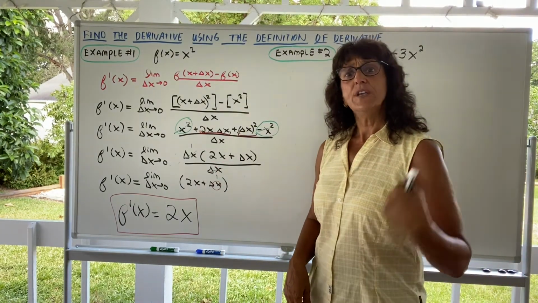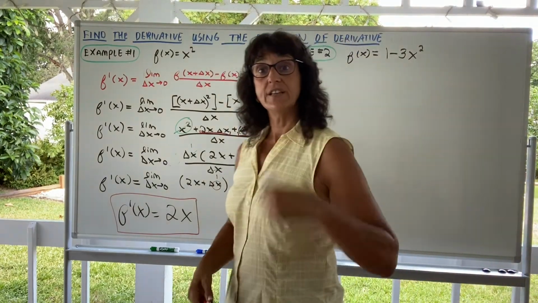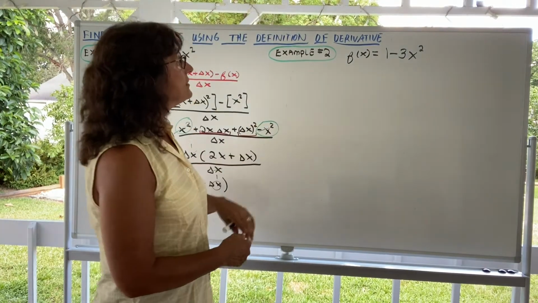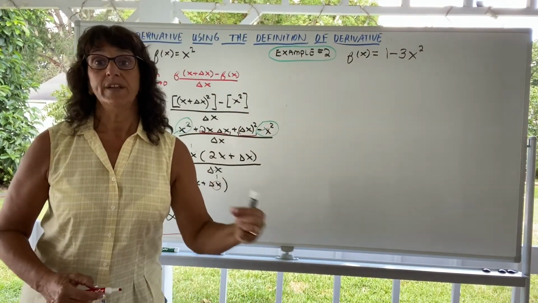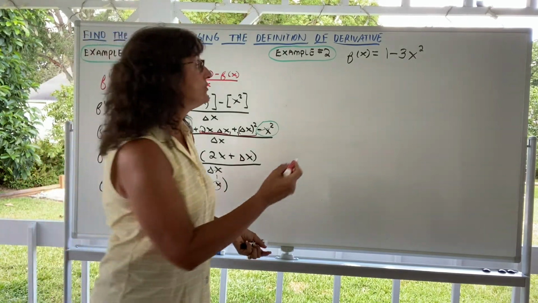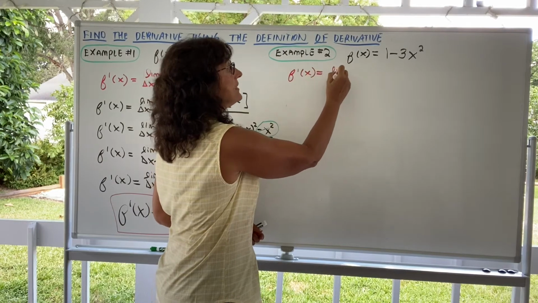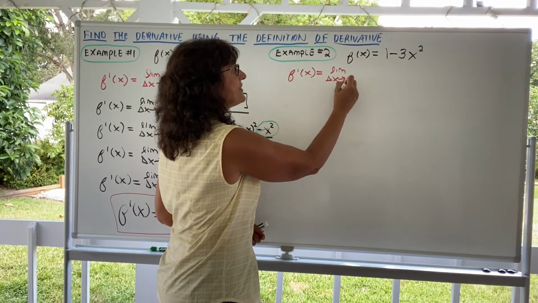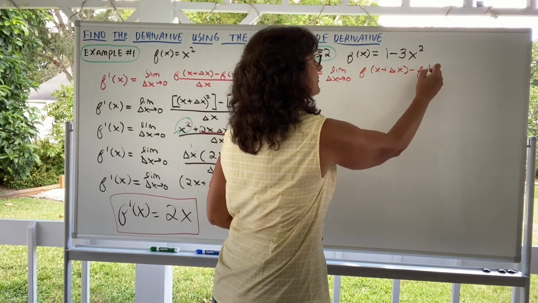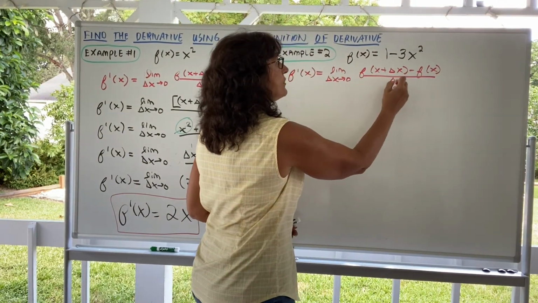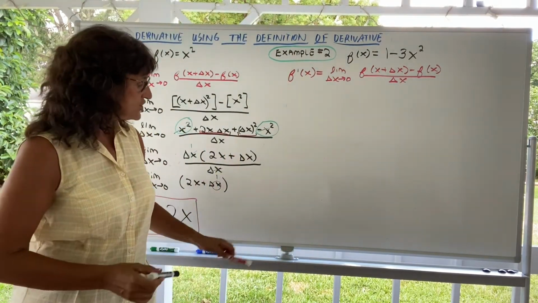Okay, let's do another example that happens to be a quadratic, a little bit more difficult than this, and then we have a rational example on the back board. So let's take a look at example number 2. What do we want to do here? We want to use the definition of derivative to find the derivative. So how do we find the derivative? To find the derivative, we take the limit as delta x goes to 0 of f of x plus delta x minus f of x, all over delta x. There's the definition of derivative.